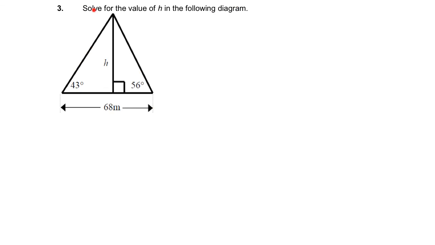Here's example 3. Solve for the value of h in the following diagram. So here I have a large triangle made up of two smaller triangles. The entire length of the bottom is 68 meters. This is a 43-degree angle. This is a 56-degree angle. There's a right angle between the two smaller triangles. H is the height right here. So I'm going to encourage you to pause the video and try to solve this problem on your own. And once you think you've got an answer, unpause the video and see how you did.